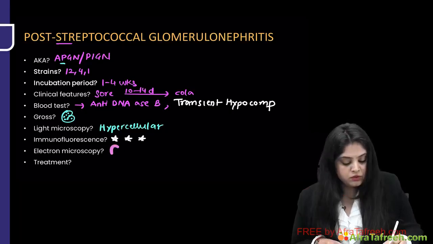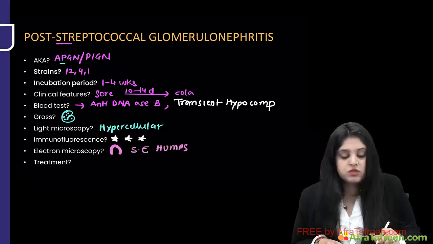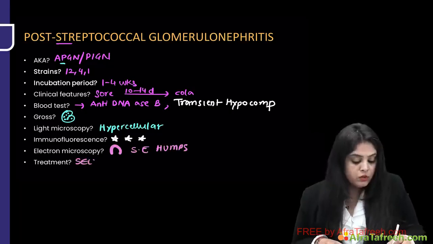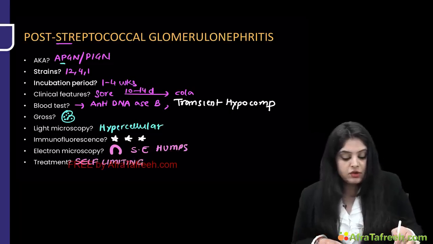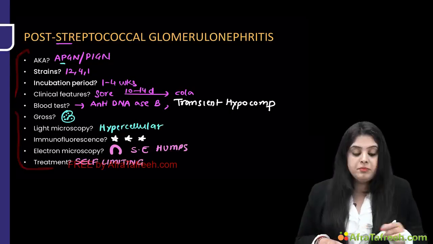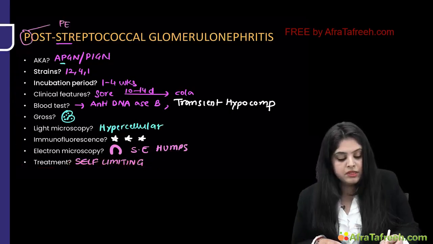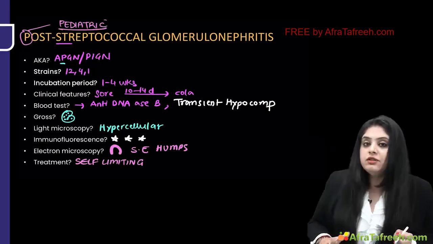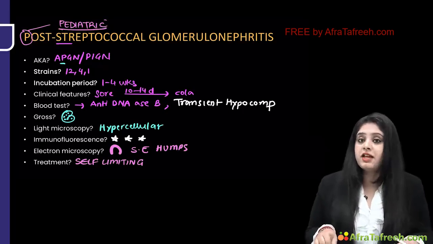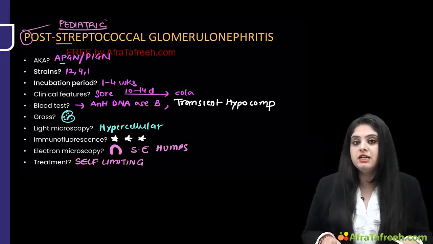What does electron microscopy show you? Subepithelial humps. Is there any special treatment that is required? No, it is self-limiting, will be fine within 6 to 8 weeks. That is your under 1 minute summary of PSGN, and I hope you remember P for P, that is, it is most common in the pediatric age group. Yes, seems nice when at the end of a disease you can wrap it up in a single flashcard. That is how you're supposed to study kidney.